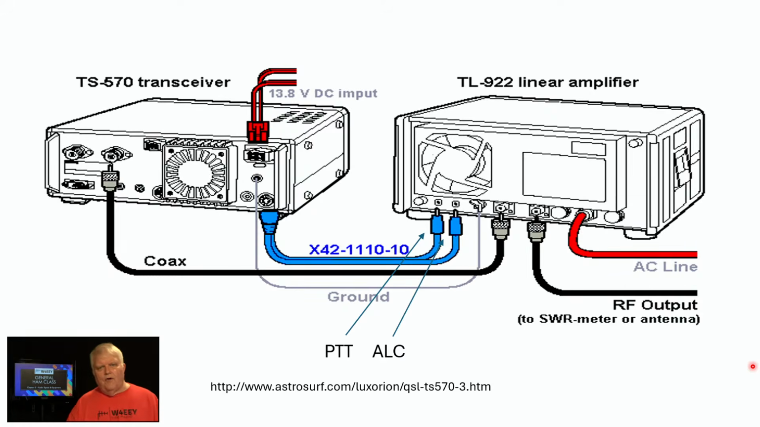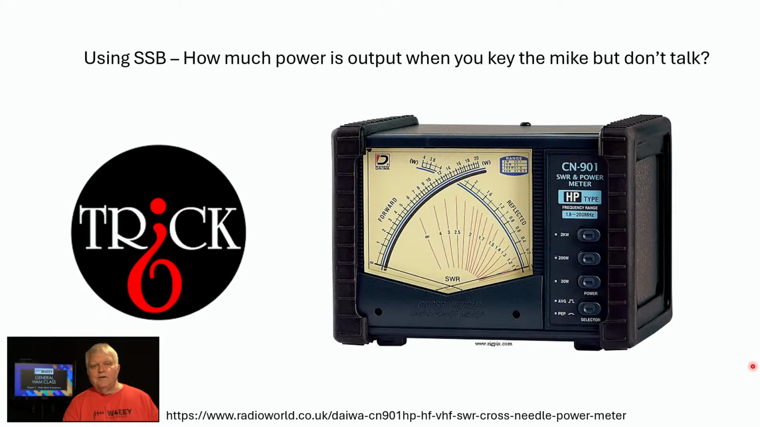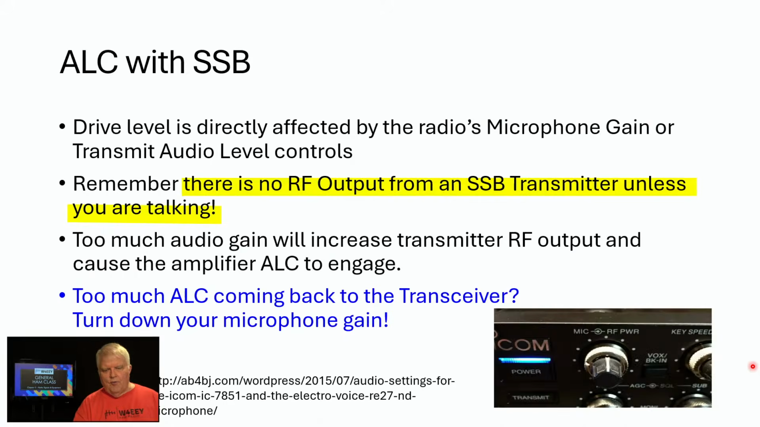Amplifiers can be used for all sorts of different modulation: CW, radio teletype, data signals, single sideband voice, for example. Here's a trick question. How much output power is output on a single sideband transmitter when you key up the microphone, but you don't talk? How much output power is there? Anybody? 0? 0 is correct, because without the carrier and without any modulation, you're not generating a sideband. You have to talk before you're going to get any output power.